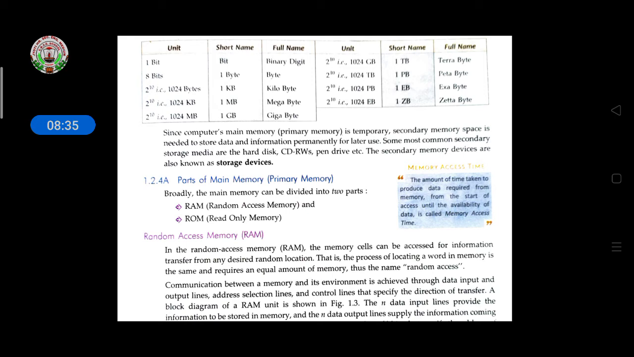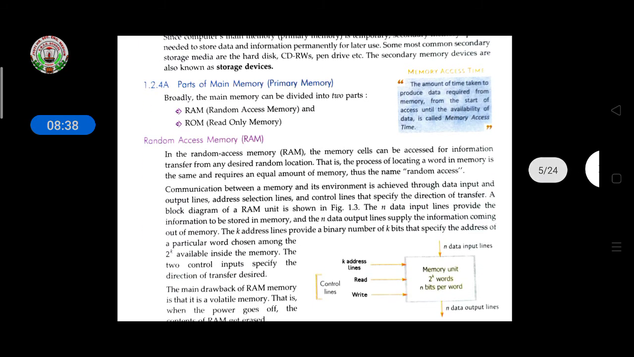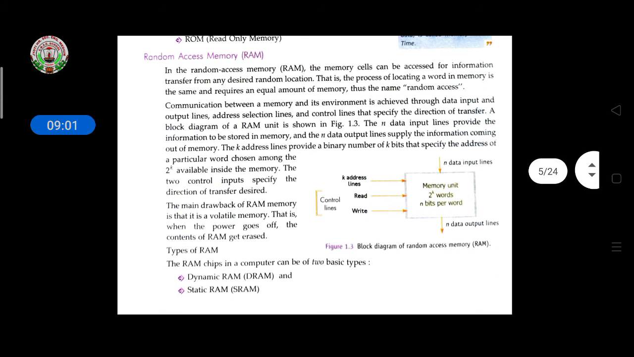Then here the parts of main memory are given: random access memory, RAM, and read-only memory, ROM. Random access memory means the memory cells can be accessed for information transfer from any desired random location. The process of locating a word in memory is the same and requires an equal amount of time, thus the name random access. Communication between a memory and its environment is achieved through data input and output lines, address selection lines, and control lines that specify the direction of transfer.